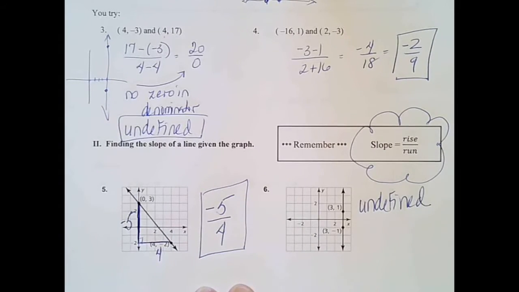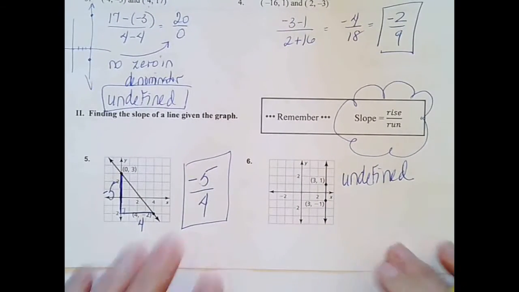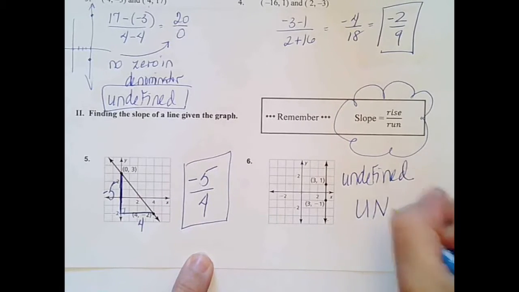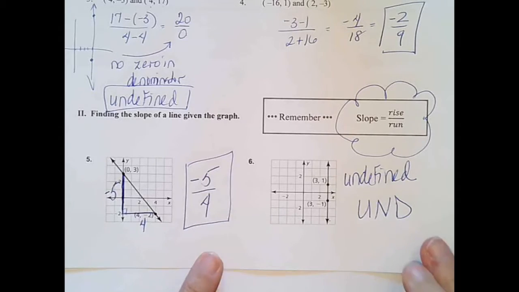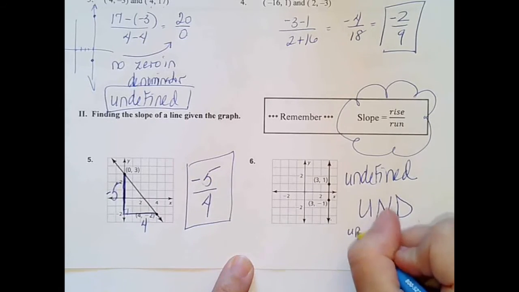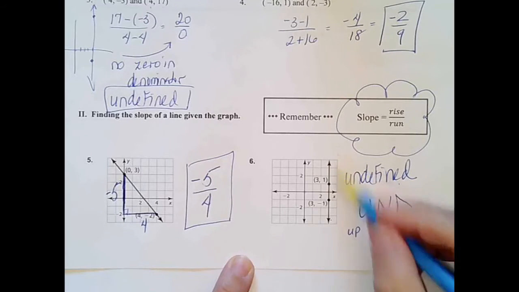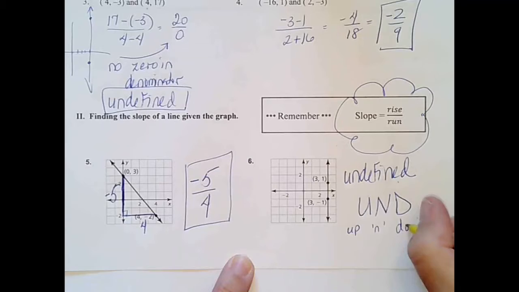Here's another little trick, because sometimes we like tricks, right? So this line here goes up and down, and a lot of times we like abbreviations. I'm all about abbreviations, and maybe you used UND for an undefined slope. That line goes up and down. There you go, up and down, just like that. Okay.